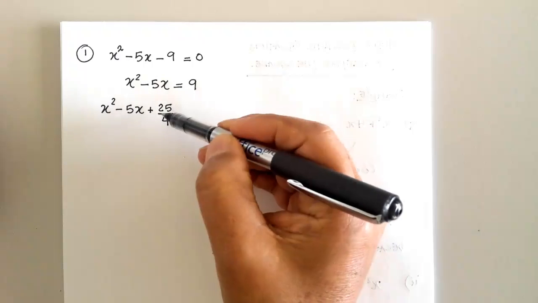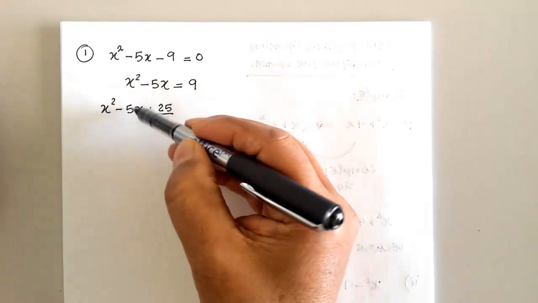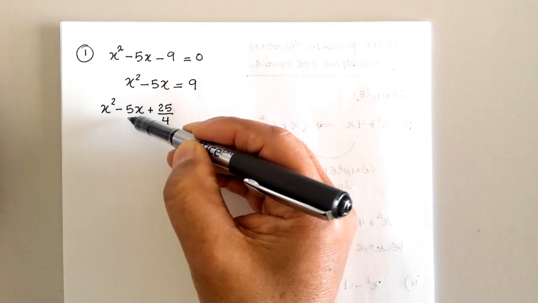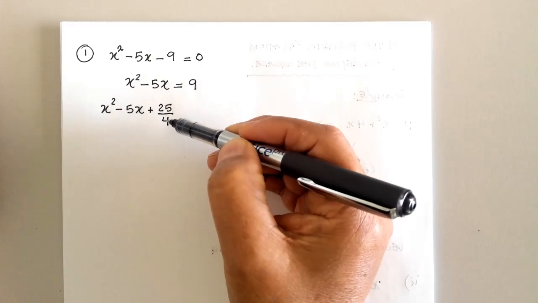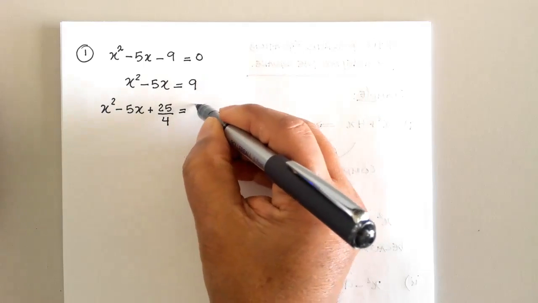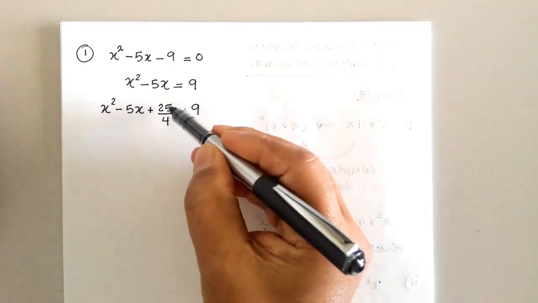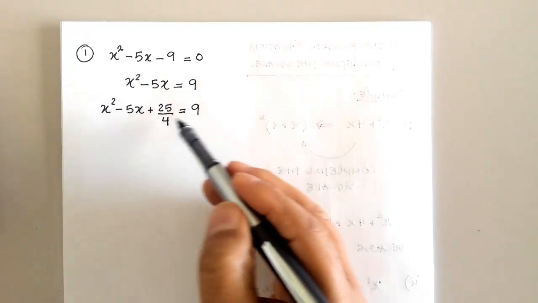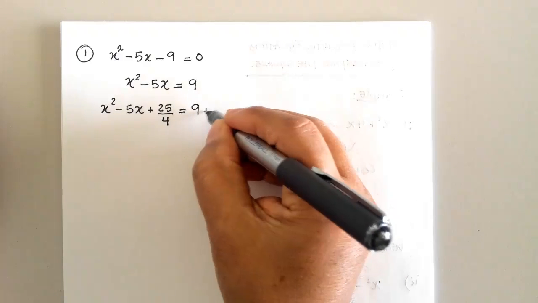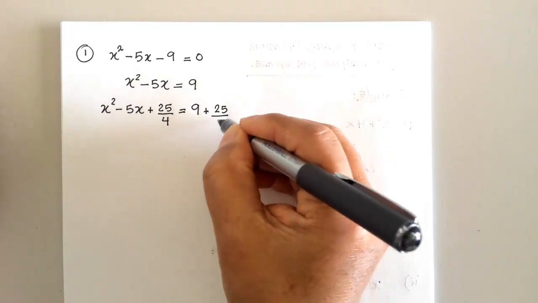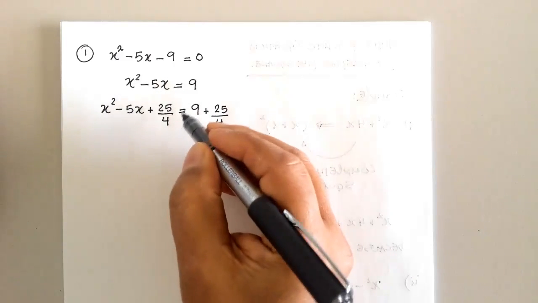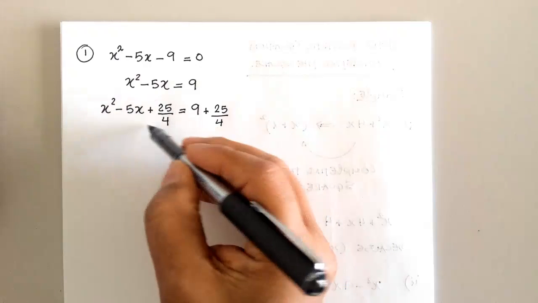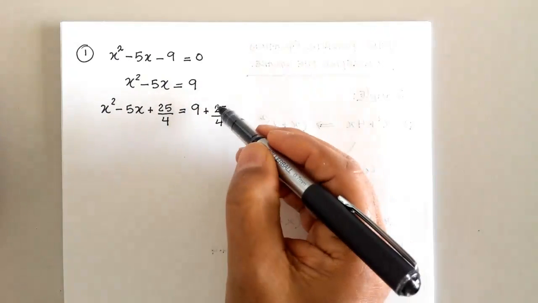And let's see where this is coming from. This is coming from dividing this by 2, which is 5 over 2, and squaring it. 5 over 2 squared is going to be 25 over 4. And then equal 9. Now, because in here we added the 25 over 4 to the left side, we have to do the same on the other side, just to keep the equality. If you don't do that, then it's like a balance. It will be unbalanced. So whatever you do on this side, you have to do on the other side.